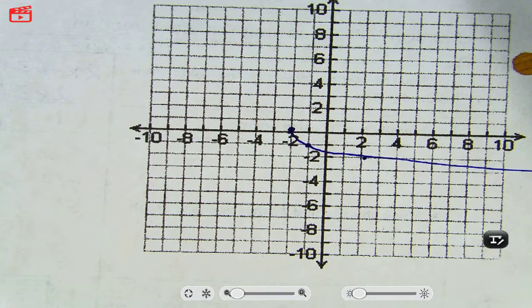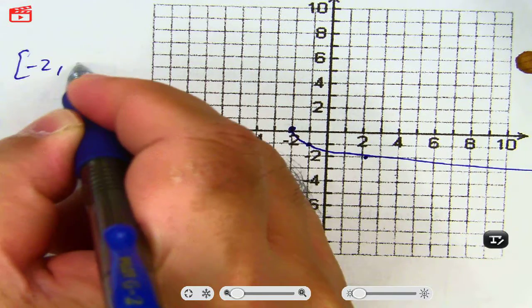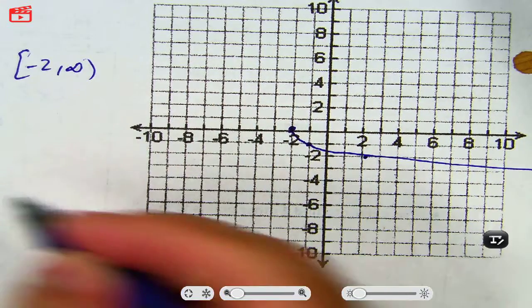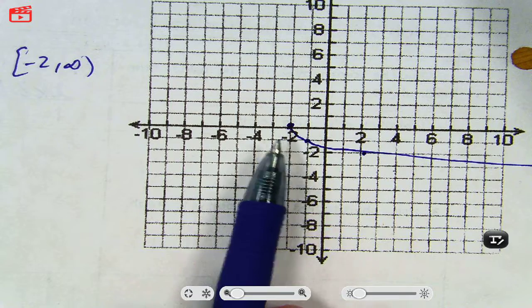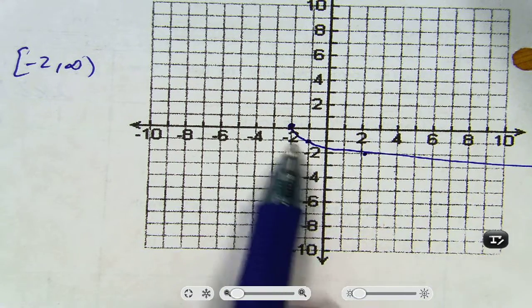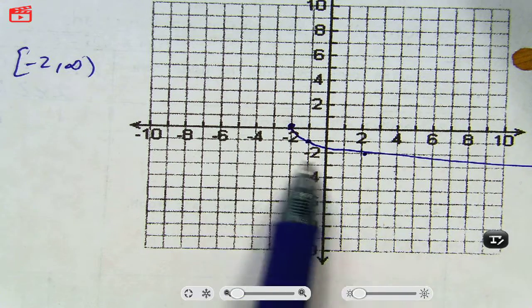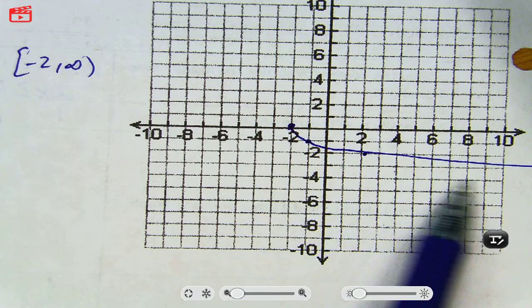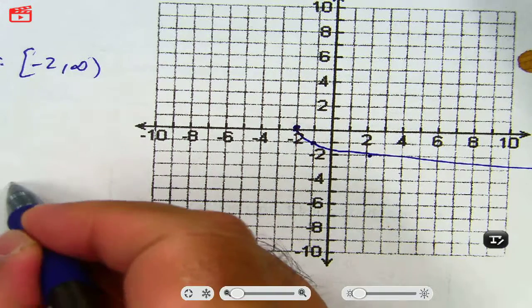Oh, did we answer the range? We didn't answer the range. The domain is negative 2 to infinity. What's the range? We skipped the range on A. We have to go back and answer the range. So range is how high does it go? How low does it go? How low will this go? Negative infinity. It goes to negative infinity.